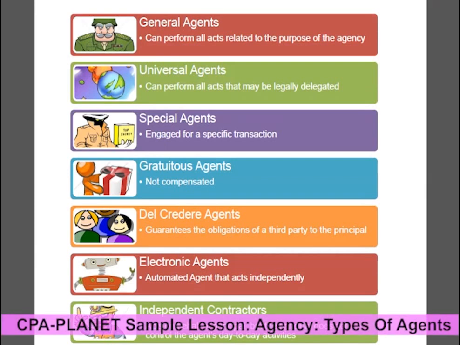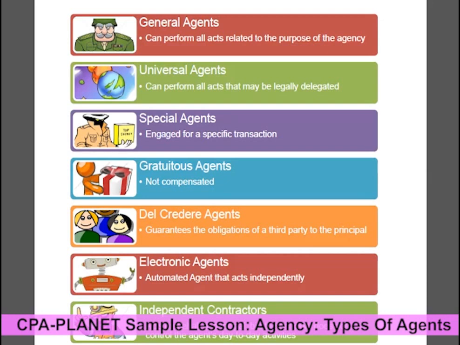Okay, so general agents can perform all acts. Universal agents can perform all acts that may be legally delegated. So that's even bigger than a general agent. Special agent is engaged for a specific transaction. Gratuitous agents are an agent that's not compensated. This might be your uncle who does it for free.